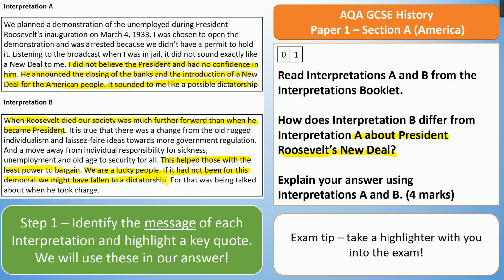Just an exam tip for you, try and remember to take a highlighter with you into the exam. Once you've highlighted the different interpretations, it's very easy to see the key aspects of each interpretation. So you don't have to keep reading it through. You can pick out the key bits and you've got them there.